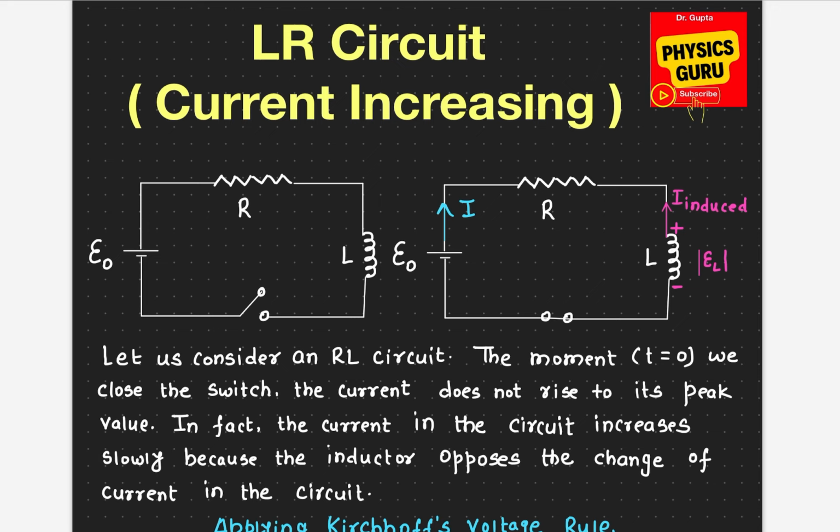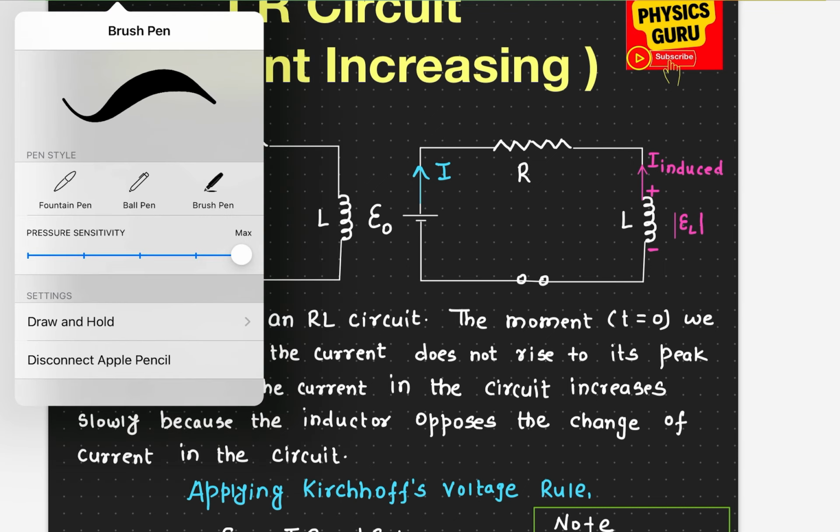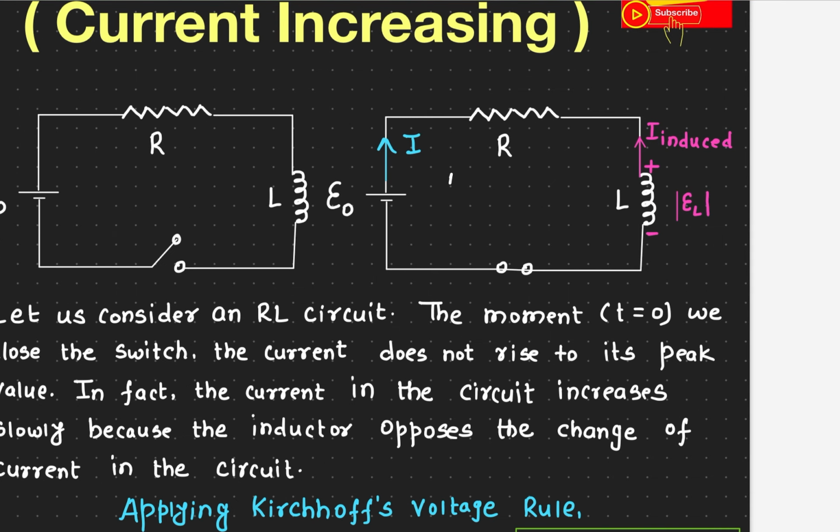Now let's calculate mathematically how long it takes to get the current to its peak value, or what the current will be after a certain time. That's what we're going to calculate. We're going to use Kirchhoff's law, the Kirchhoff's voltage law. In order to use it, you might have already studied that we have to make a loop. So let us consider this loop here.